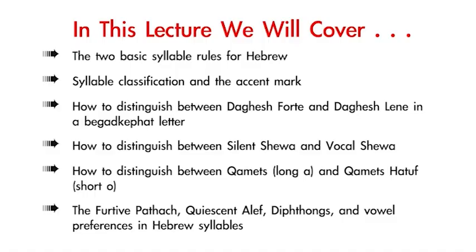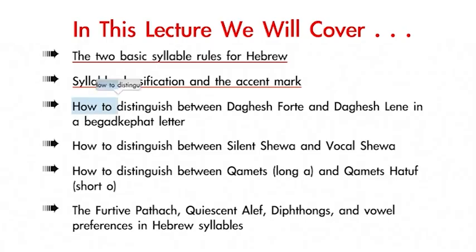So that means we've got to invest carefully in memorizing the consonants, we've got to invest carefully in memorizing the vowels, and we've got to invest carefully in knowing how those consonants and vowels interact together. And that's called syllabification, and that's chapter 3. In this chapter, we're going to cover the 2 basic syllable rules for Hebrew, only 2 rules. We're going to talk about syllable classification and the accent mark.